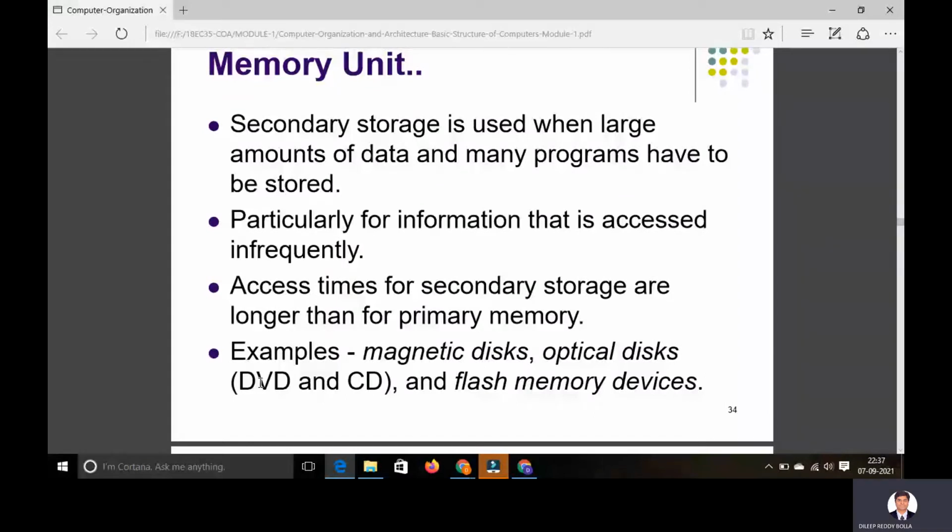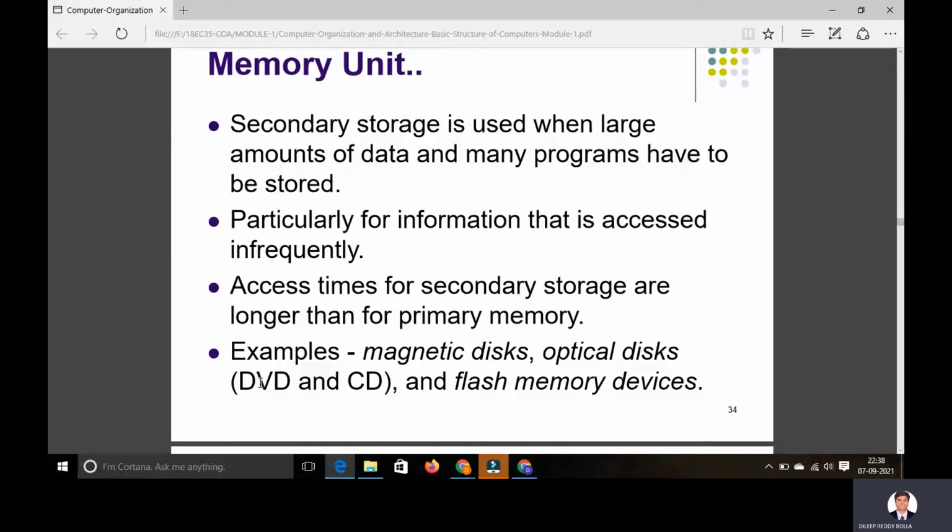So in that manner, we can say that it is slower, and if we are accessing the information in an improper manner, or not accessing it frequently, then the access time for secondary storage is longer than primary memory. If you are accessing it properly, it will be fine. When we are not accessing it properly, the access time will be much larger than in the case of primary memory.